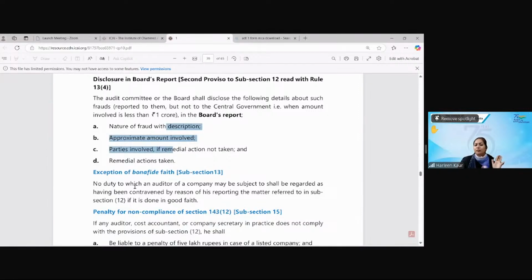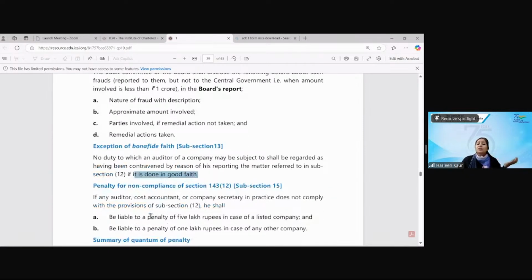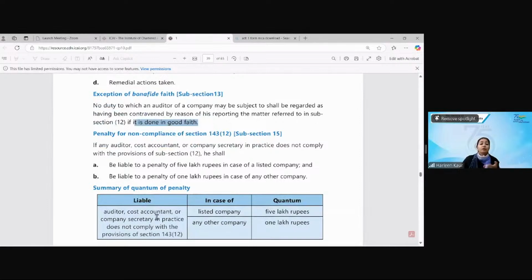Now, what is this bona fide faith? No duty to which the auditor may be subject shall be regarded as having been contravened if it is done in good faith. It says once you have given your comments about the fraud to the audit committee or board of directors, if you have done it in good faith, you have not done any contravention. Don't be scared of telling us about the fraud. You have not done any kind of wrong thing. It says reporting of the fraud never leads to contravention of duty. Example, confidentiality is being maintained. There is no breach of trust. It is your responsibility. It is a professionally ethical thing to do. If you have come across any fraud, you should report it.